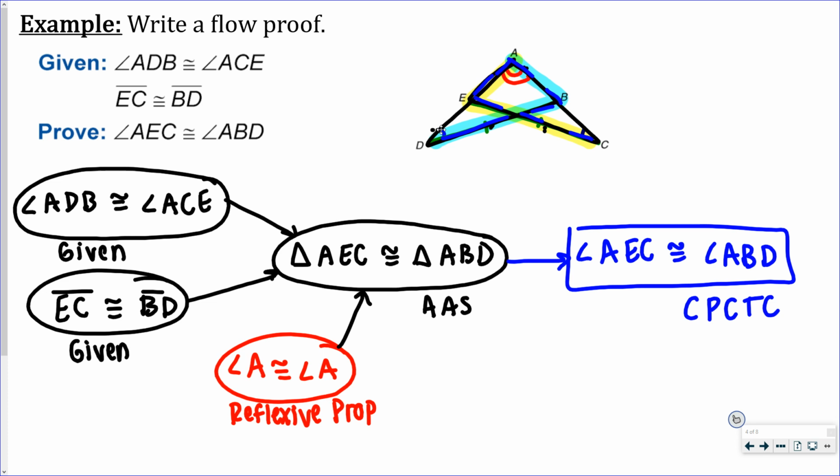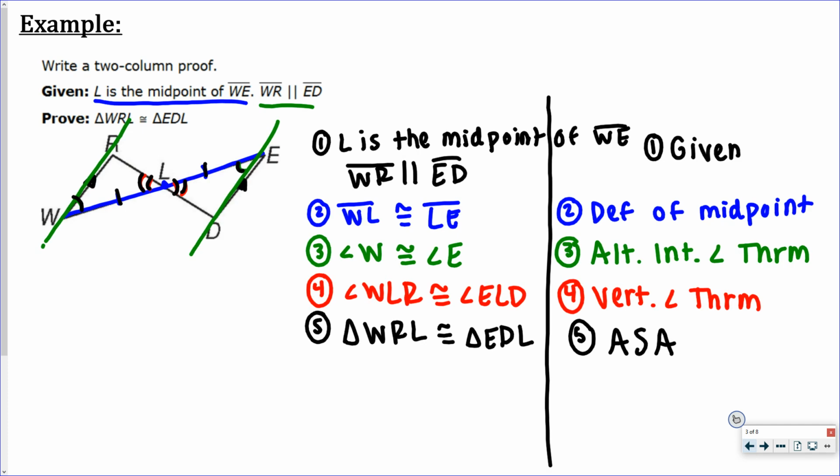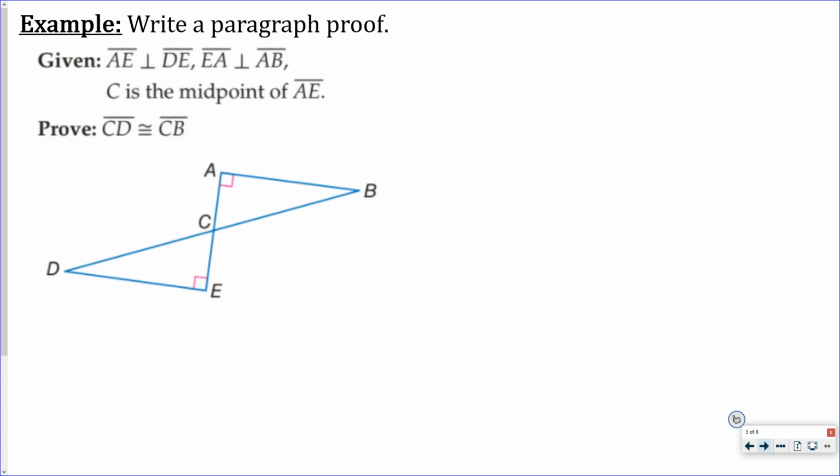And it's literally the exact same thing as a 2-column. You just have to write it out in sentences, but I'm gonna let you use math symbols. Instead of writing out the words line segment WL is congruent to, I'll let you shorthand it with math symbols, because it's good to know what those mean too, okay? And you can do that in your homework too. So it's pretty much everything we've been doing, just putting it into complete sentences, really.